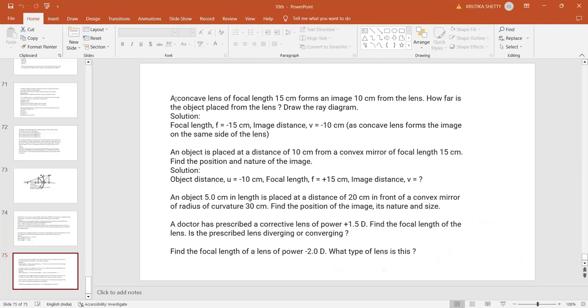Here we have some questions. A concave lens of focal length 15 cm forms an image 10 cm from the lens. How far is the object placed from the lens? Draw the ray diagram. Again, here I'll give the hint to go through the solution. So focal length is equal to minus 15 cm as it is a concave lens. The image distance is equal to -10 cm.